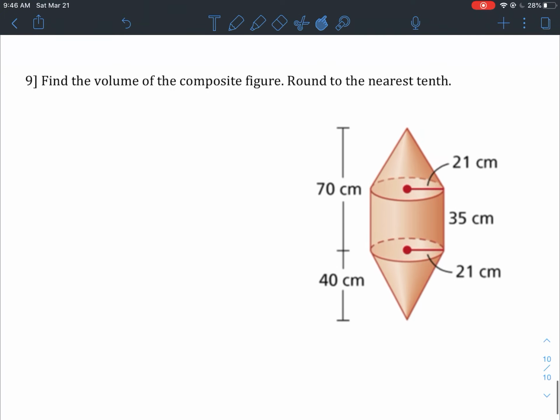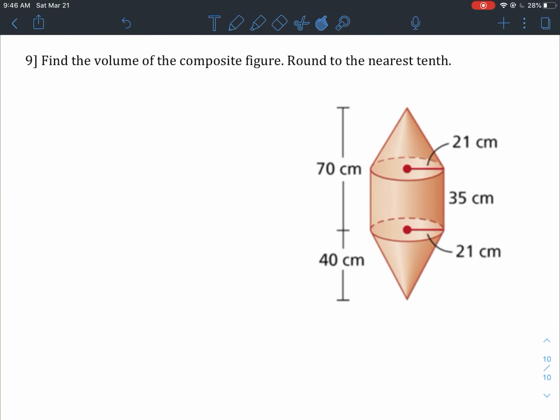One more problem. Again, it looks a little daunting, but it's not, I promise. In the volume of the composite figure, we have 3 shapes here. We'll call them volume 1, volume 2, and volume 3. We have 2 cones and a cylinder in the middle. So volume 1 is a cone. We know its radius is 21. We don't know its height, but we do know this is 70, and we also know this is 35. So this would be 70 minus 35, which is also 35.